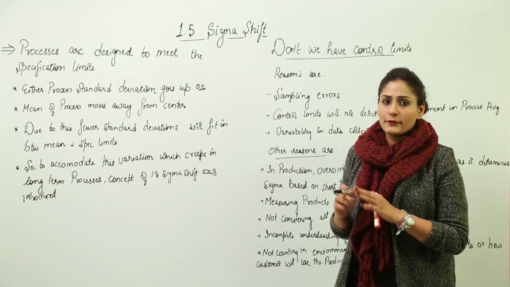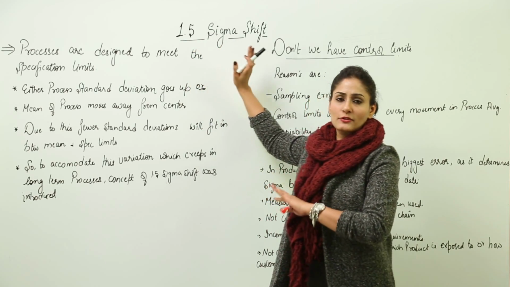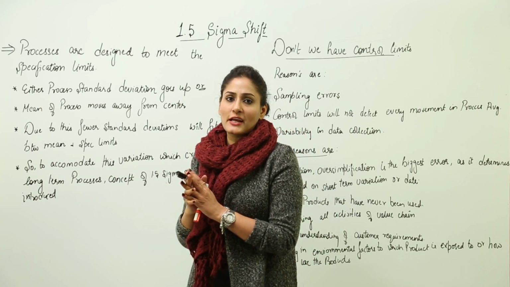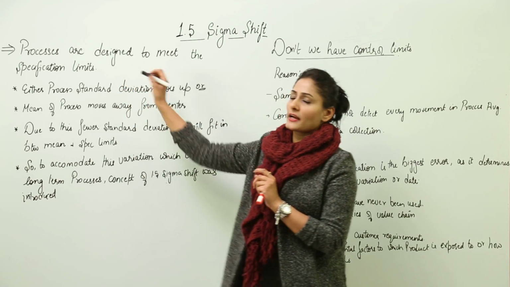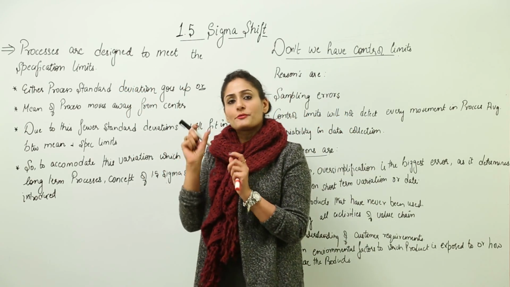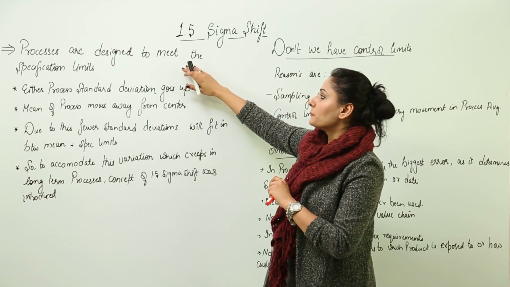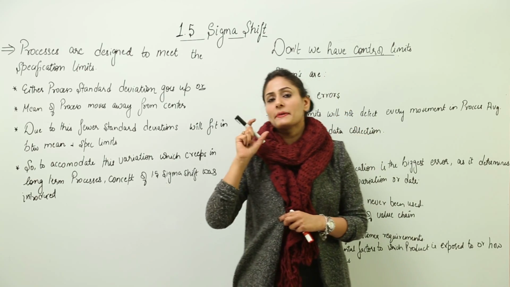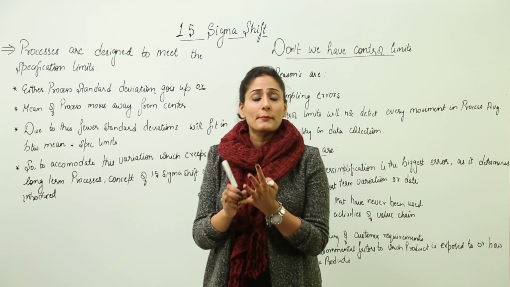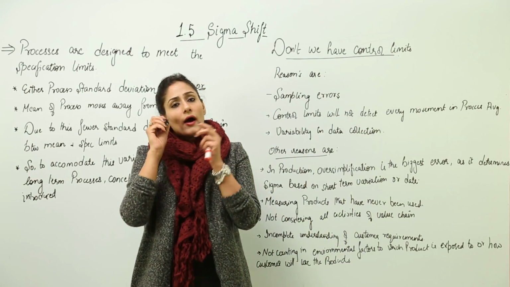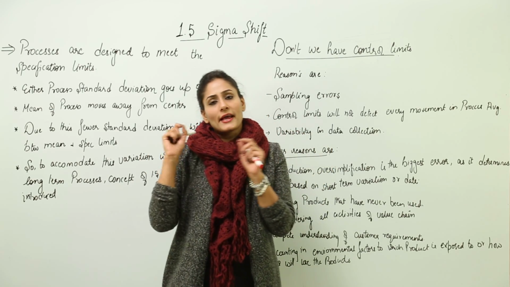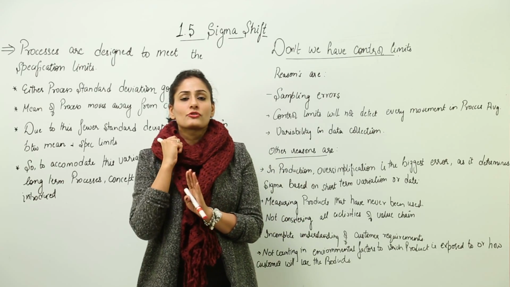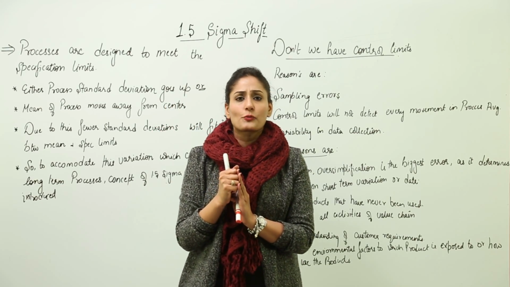Now, to understand why we need this concept, that is the 1.5 sigma shift concept, the first thing you need to understand is that whatever process we are talking about, these processes are designed to meet the specification limits. Now these specification limits can be anything. These can be the customer requirements, the engineering requirements, any limits or any requirements to which the process has to comply, so that it's not considered defective, it's not considered waste.